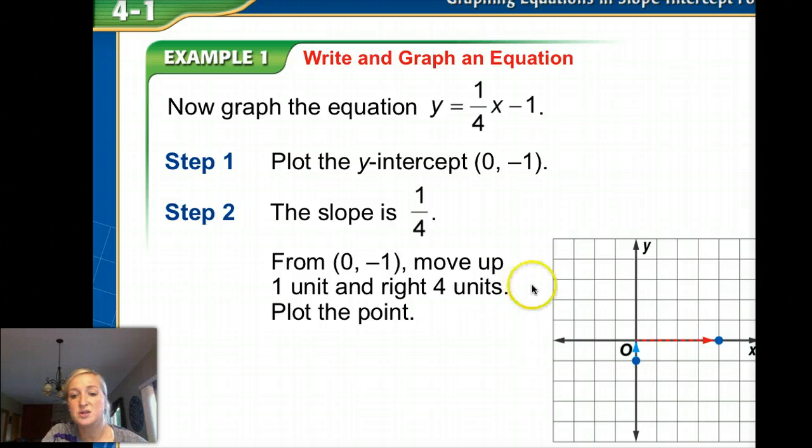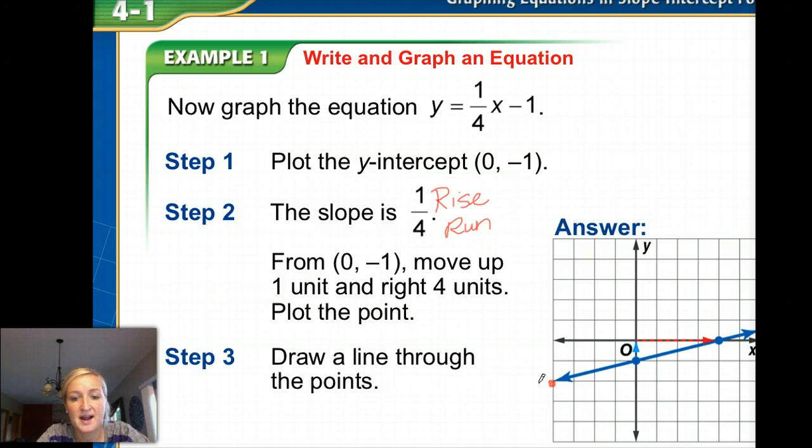Step number 2 is to graph the slope. Notice how the slope is rise over run. This is my rise. This is my run. So I'm going to go up 1 and over 4 and make a dot. And I could also go down 1 and over 1, 2, 3, 4 and make another dot. Draw the line through the points and notice how easy it is to now graph using the slope-intercept form.